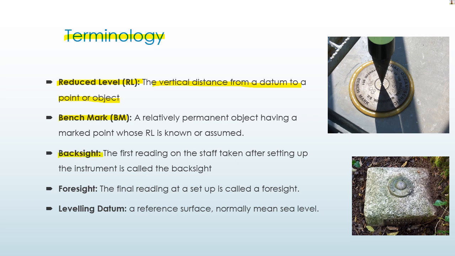Backside, in the diagram before, that is the first reading in the leveling after setting up the instrument. The foresight is the final reading at a setup. Leveling datum: a reference surface, normally the mean sea level. It is used as the origin, the level 0, to calculate the reduced levels of the other points.